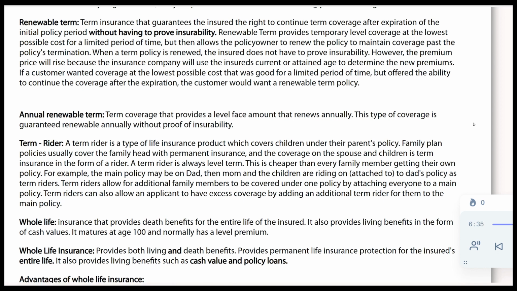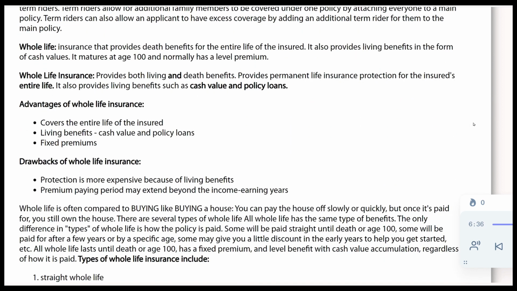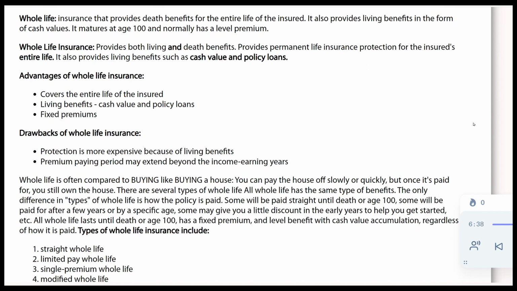Whole life. Insurance that provides death benefits for the entire life of the insured. It also provides living benefits in the form of cash values. It matures at age 100 and normally has a level premium. Whole life insurance provides both living and death benefits. Provides permanent life insurance protection for the insured's entire life. It also provides living benefits such as cash value and policy loans.